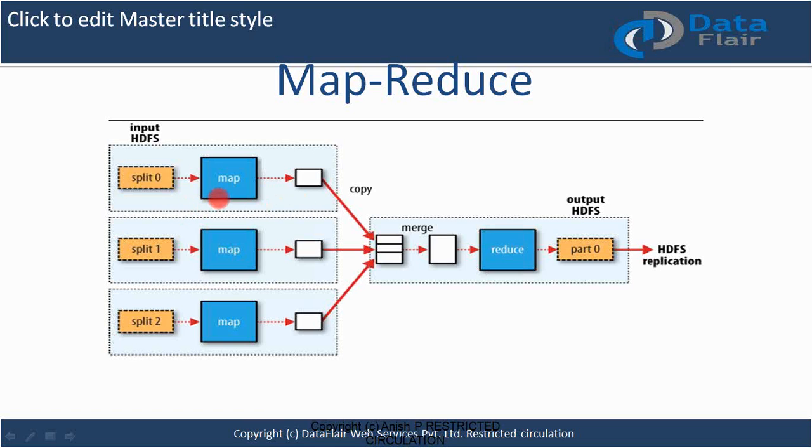Now just imagine currently that there is a z-axis. Behind this split 0, there is a 0,1 that is processing here. Behind this split 1, there is a split 1,1. Behind this 2, there will be 2,2, like that. So this block will be processed by a mapper, a map task.